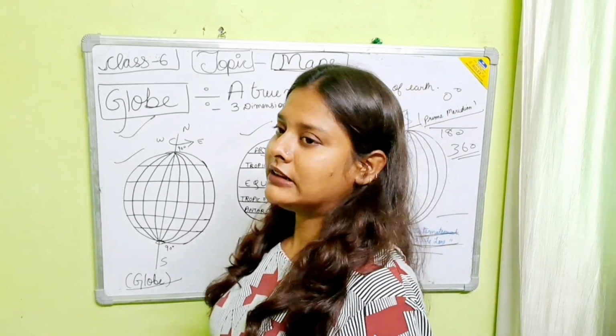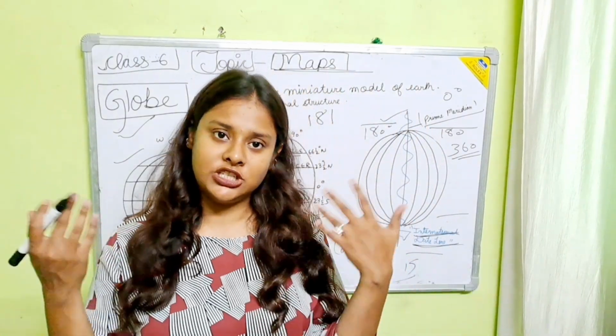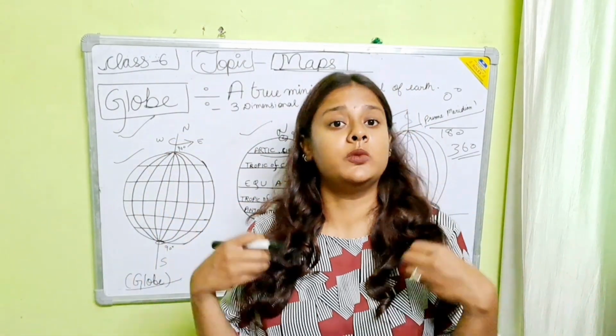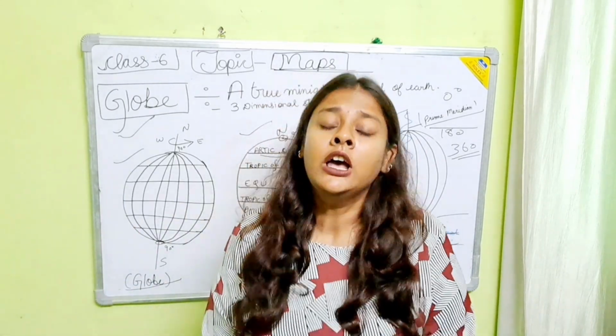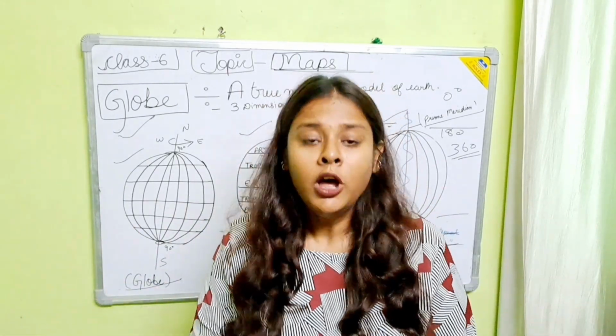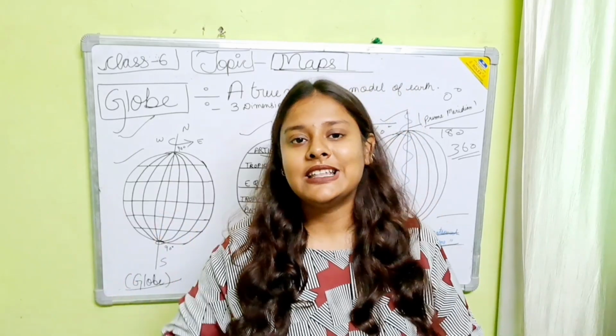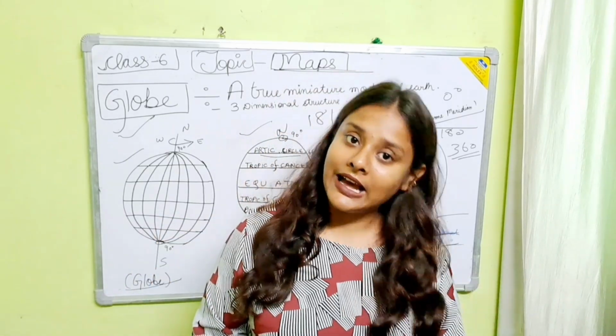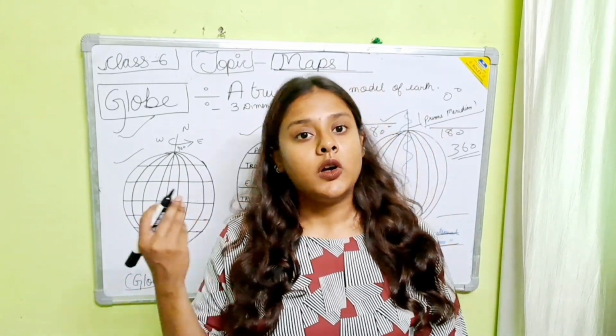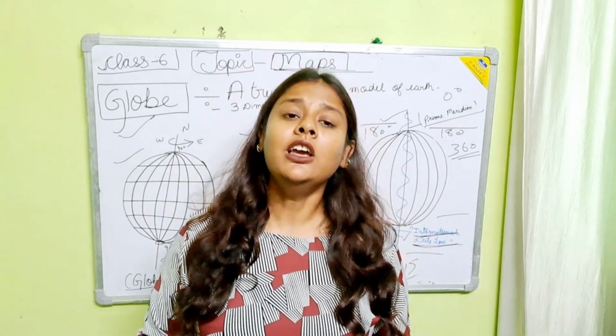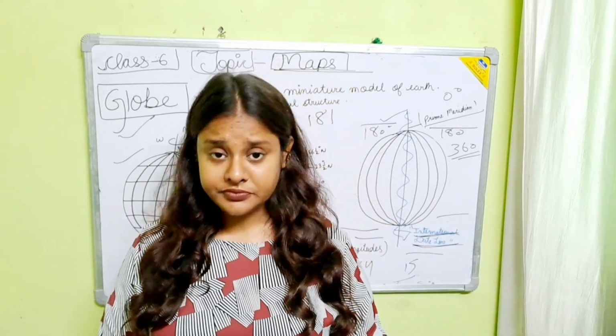I hope it is clear now what the shape of Earth is. It is geoid in shape. What is a globe? Globe is a true miniature model of Earth. All of us have seen a globe. Globe consists of two types of lines, that are longitudes and latitudes. Latitudes are the horizontal lines, whereas longitudes are the vertical lines.